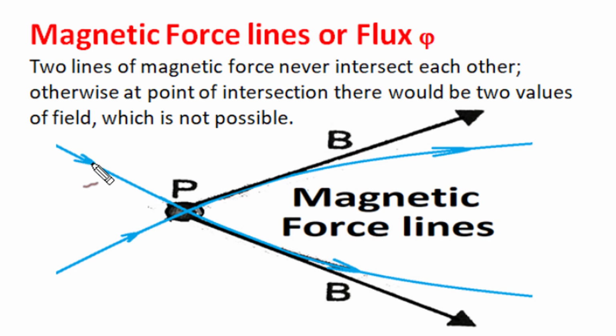It says that two lines of magnetic force, though they are not parallel, never intersect each other, as shown here. Such intersection of force lines is not permissible, and the reason for this is that a tangent drawn on force lines represents the direction of the magnetic field, and at the point of intersection the two tangents show two directions of the magnetic field, and that is not possible. So two magnetic force lines never intersect each other.